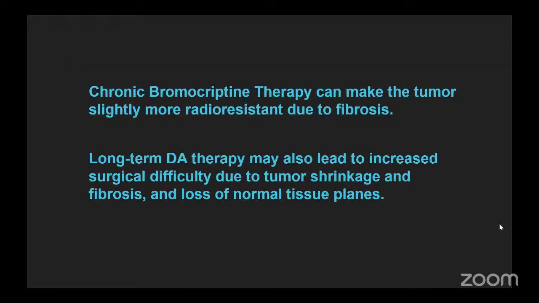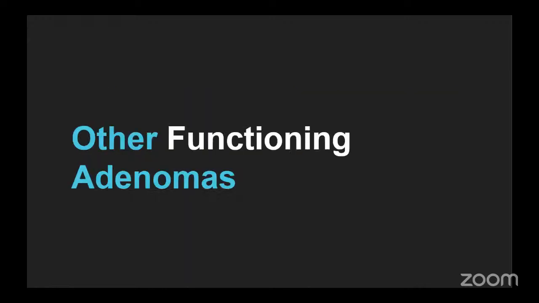So we have already discussed it. Chronic bromocriptine therapy, more for bromocriptine, but somewhat also true for cabergoline, can make the tumor slightly more resistant due to fibrosis, and the surgery is increasingly difficult. The more time a patient was on the dopamine agonist therapy, the more difficult it is for the surgeon to take out the lesion. So what are some other functioning adenomas? We are going to breeze over them.